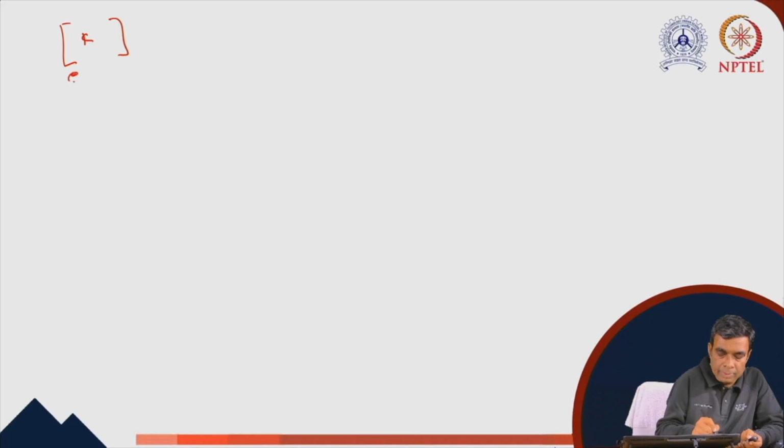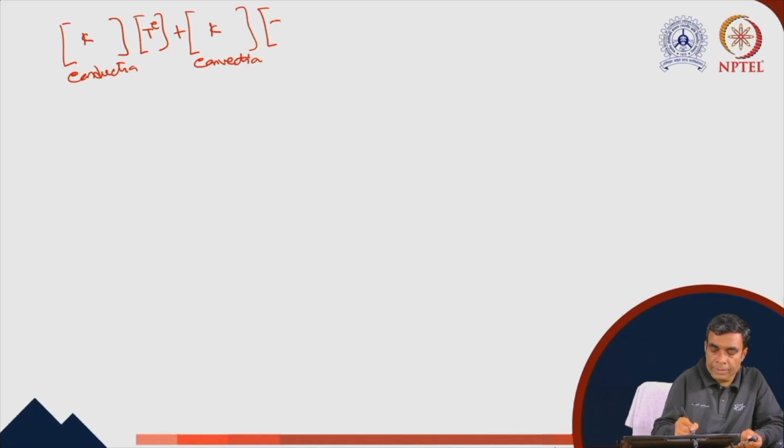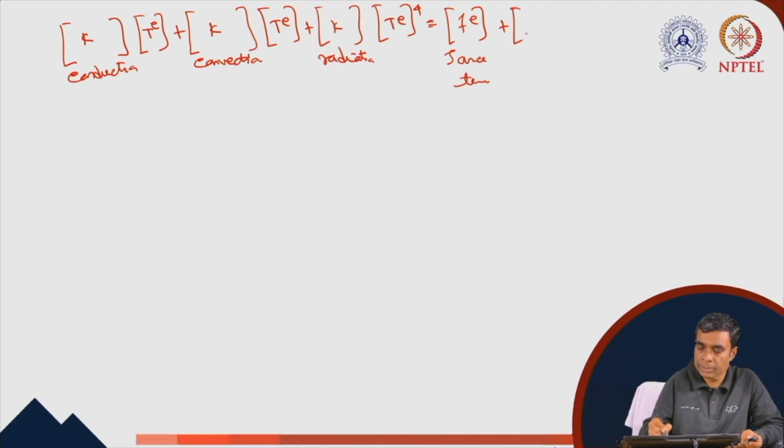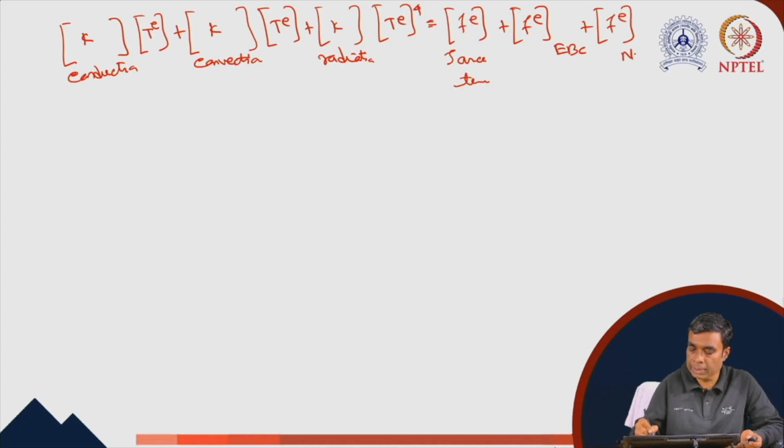K conduction, this is T, plus K convection, this is T, plus K due to radiation, this is T to the power 4, equals F_e due to the source term plus F_e due to the essential boundary condition part plus F_e due to the natural boundary condition part plus F_e due to the convective boundary condition part plus F_e due to the radiative boundary condition part.